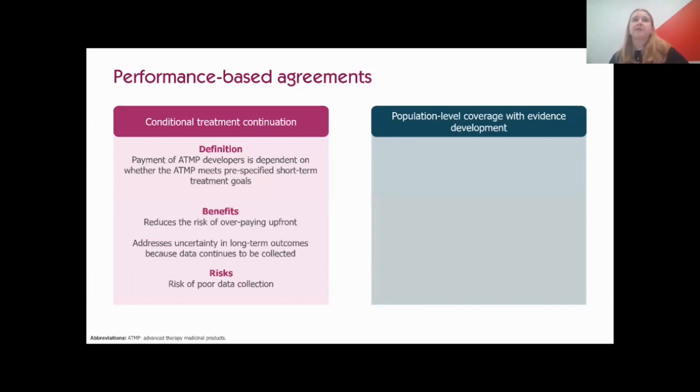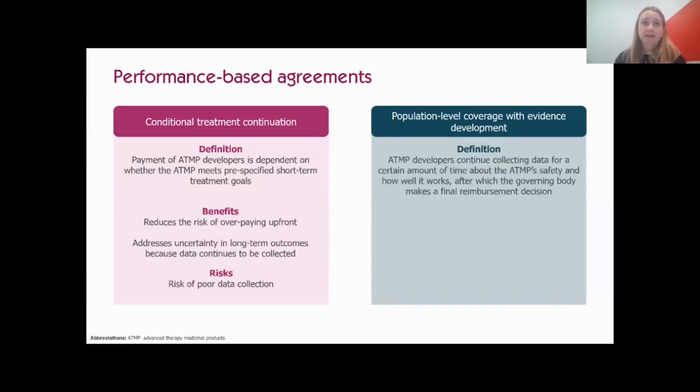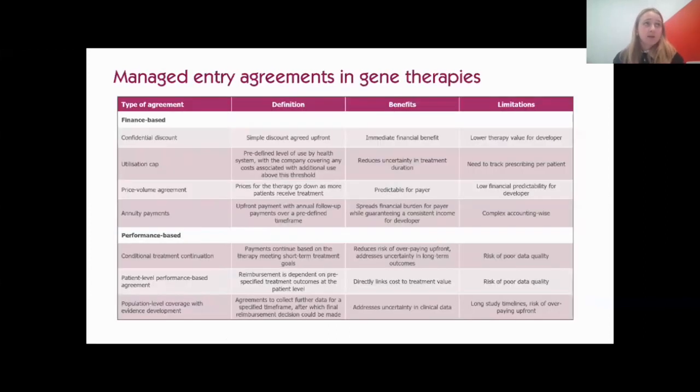And then another example is population level coverage with evidence development. This is where advanced therapies continue collecting data for a certain amount of time about the advanced therapy's safety and efficacy, otherwise known as how well it works, after which the governing body makes the final reimbursement decision. And the benefit here is that this addresses the uncertainty in long-term outcomes because, again, data continues to be collected. But there is a risk of long study times. It's basically just delaying the decision. And by continuing to run the study, you're being able to treat more patients. But that could go on for a long time before the HTA body determines that it's a sufficient amount of information. So these slides will be shared after in case you'd like to review these types of agreements in more depth, but I won't go into them now.